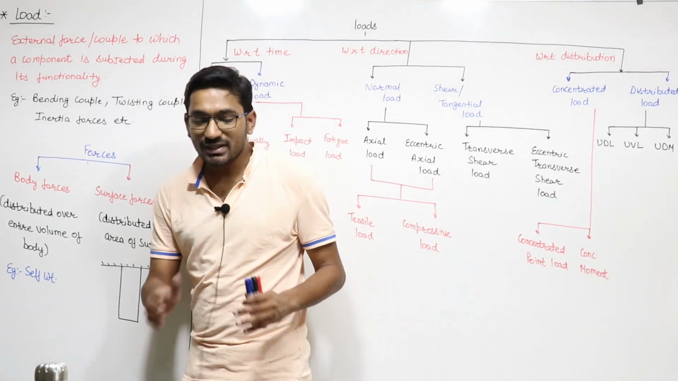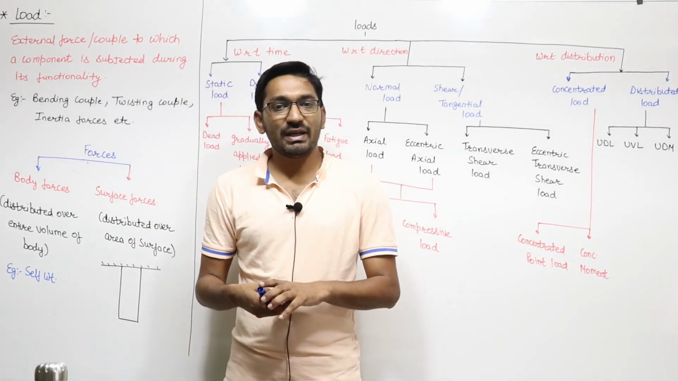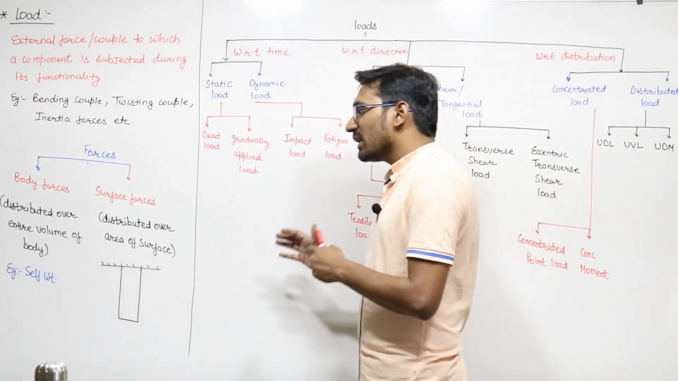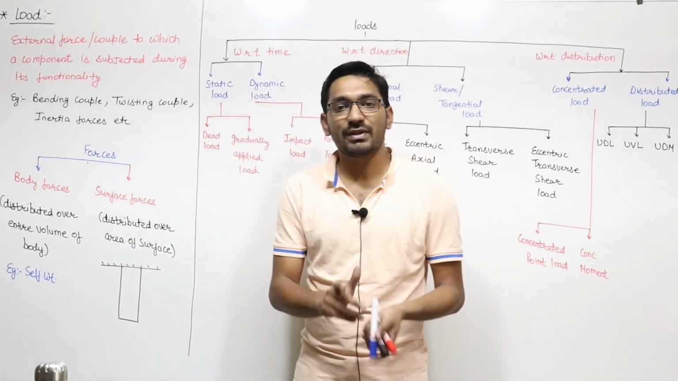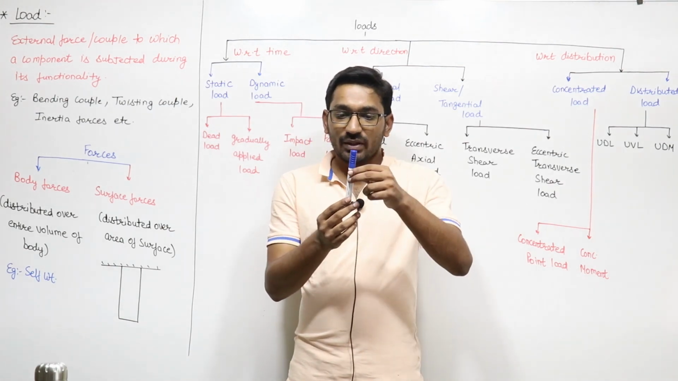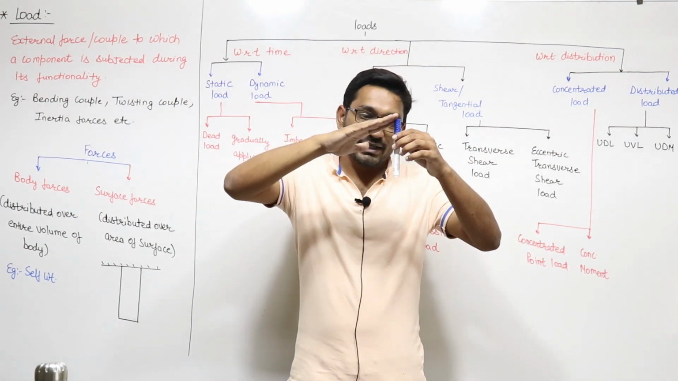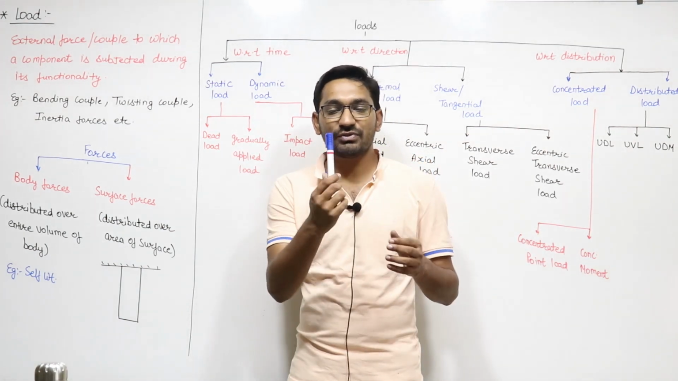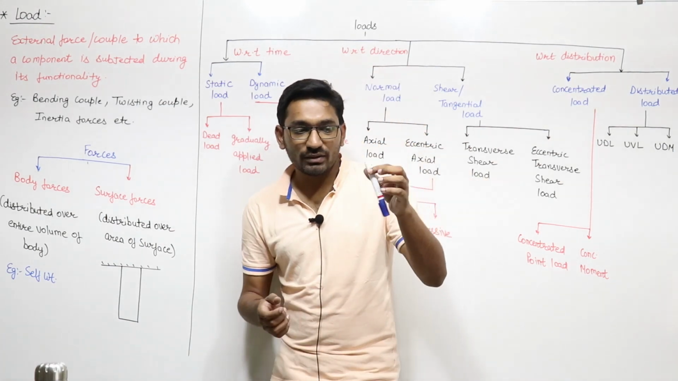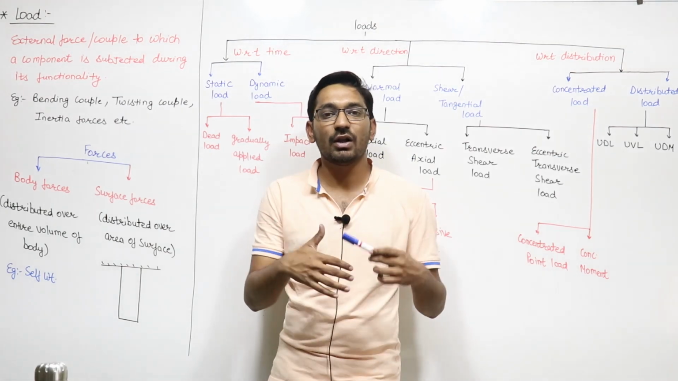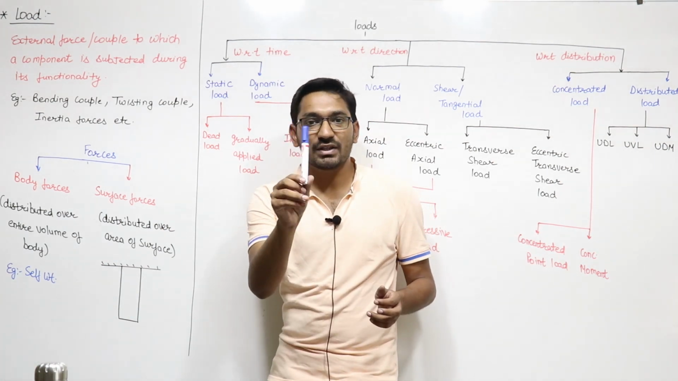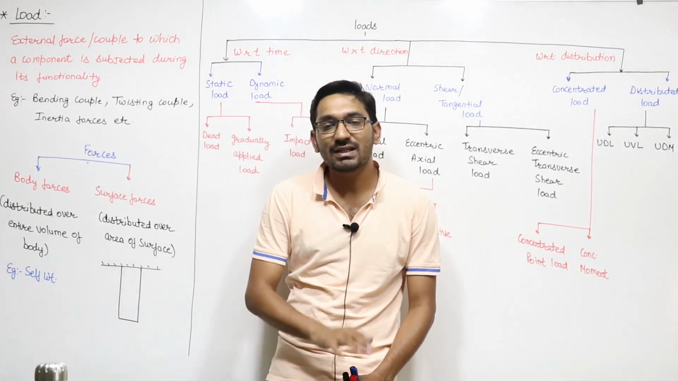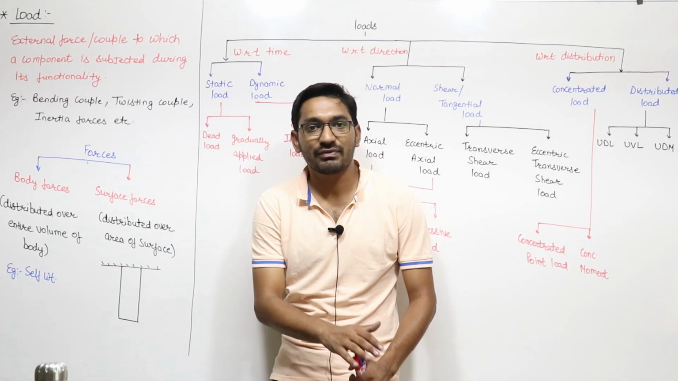Forces are of two types in any machine or in any body. The first one is the body force. Body force means that the entire force is distributed over the entire volume of that body. If this is a marker, the weight of this marker is evenly, or you can say uniformly, distributed over its entire volume. At each and every point, there is a self weight of this body. So that type of force, the self weight of this marker, is termed the body force. Body force is that force which is distributed over the entire volume of that body, for example, the self weight of that body.